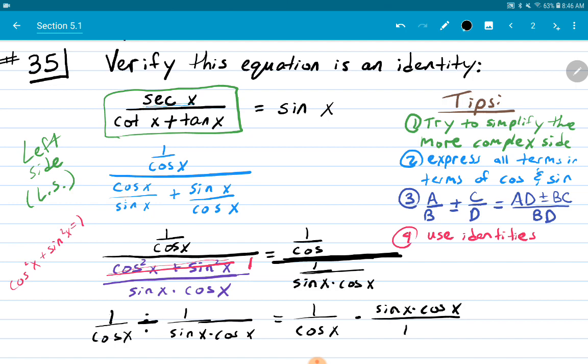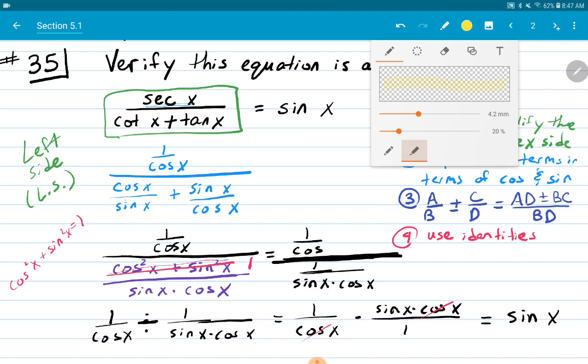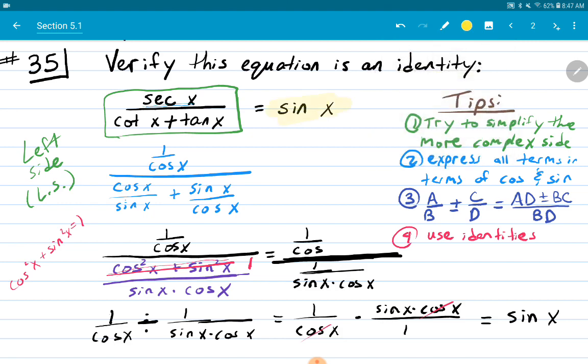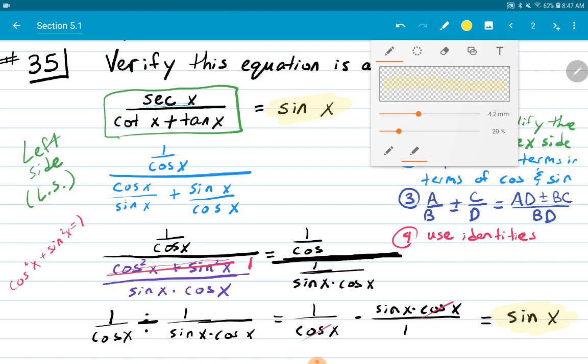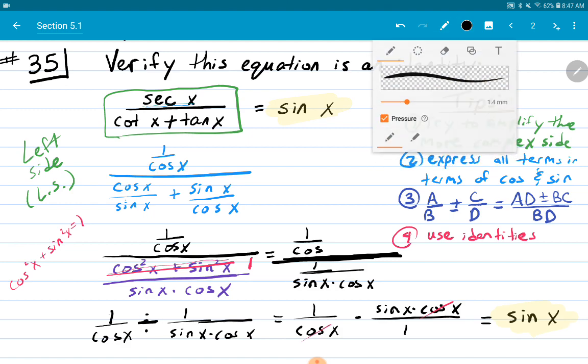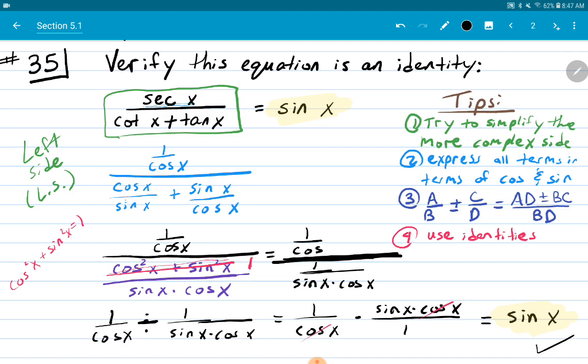I find that my cosines will cancel when I multiply these, and I'm left with just sine of x over 1, or sine of x, which is what is on our right side. On our right side we have sine of x. That was our end game goal, and we have reached it. So this one is done, because the left side now equals the right side.